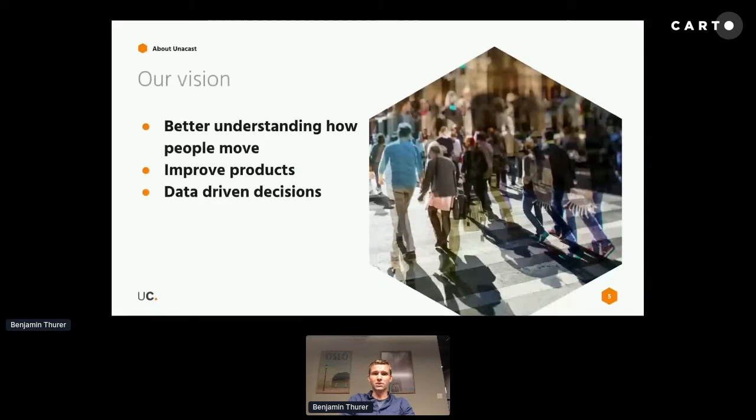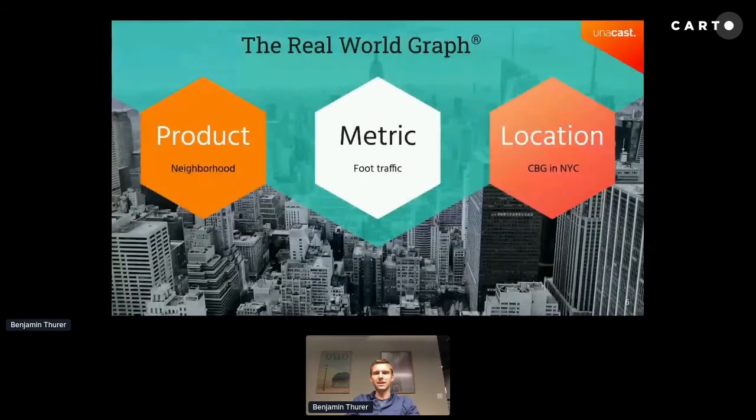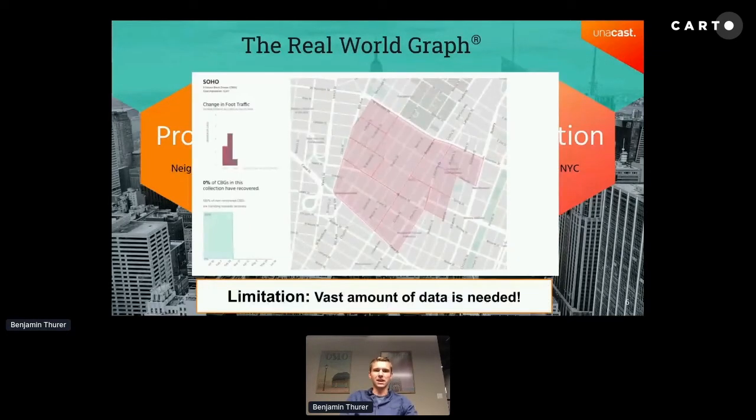So what we try to do is to build what we call the real-world graph. What is the real-world graph? It's basically a database where you can mix a product like neighborhood insights, or a foot traffic metric, with a location. What does it mean? For instance, you can take any location you're interested in and inspect certain metrics like foot traffic, visitation to certain areas, and so on. That's basically what we are trying to build. That's what the real-world graph is.